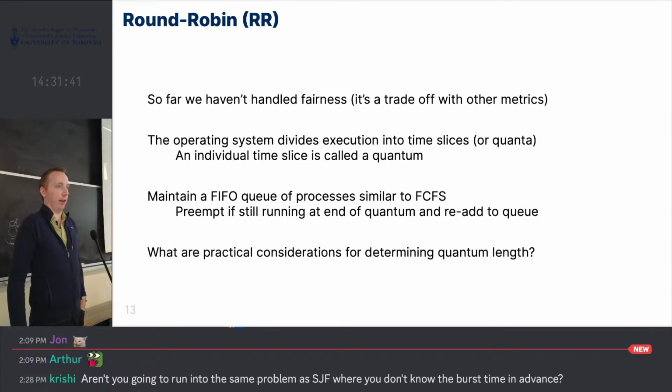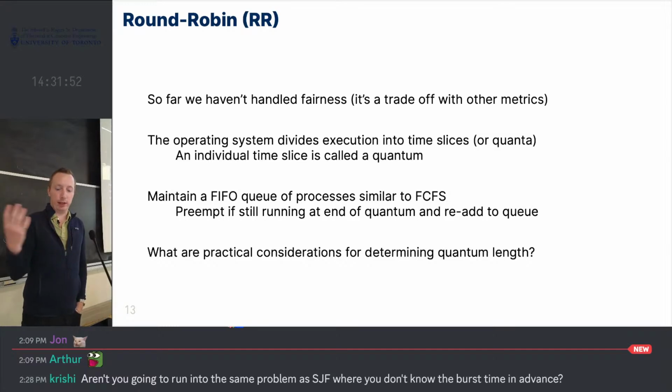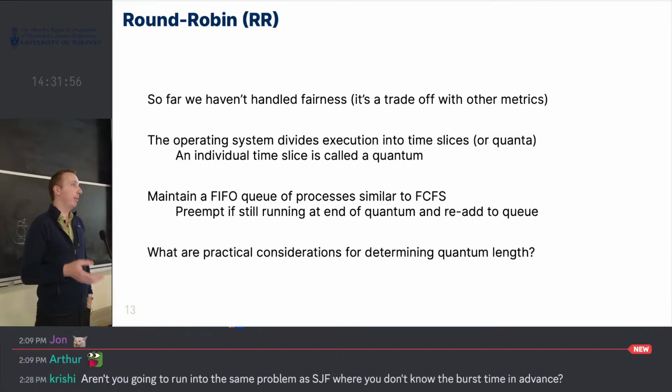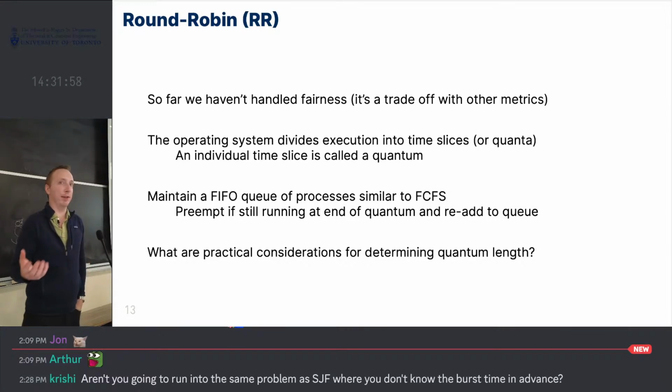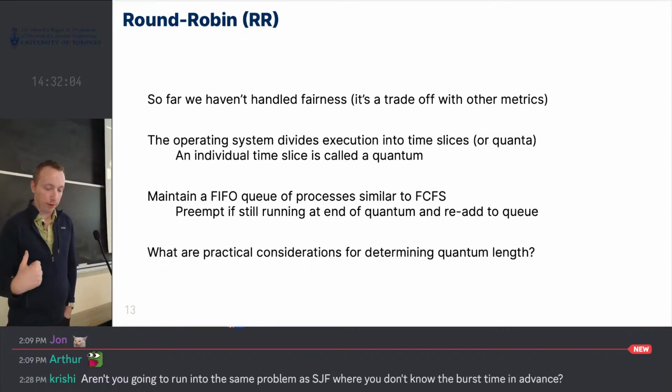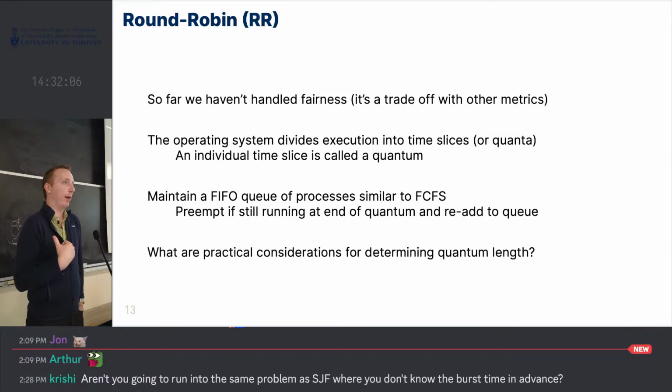And what this does is just maintain a FIFO queue, similar to first come, first serve, except it will keep on going around and around and around based off the time slices. So what this will do is it will preempt a process if it is at the end of its time slice and essentially throw it to the back of the queue, right? You go to the back of the line. So what are some practical considerations in determining this quantum length, or the length of the time slice?